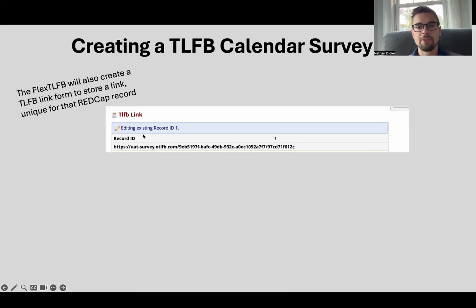There will also be a timeline follow back link form, which provides a URL that's specific to that participant, specific to that record ID. So in that row in REDCap, the URL will have embedded in it the information needed for the Flex Timeline Followback to know that the data submitted corresponds to this record ID, and the data will be submitted accordingly. So this is what you would copy and paste if you're having research participants complete these remotely.